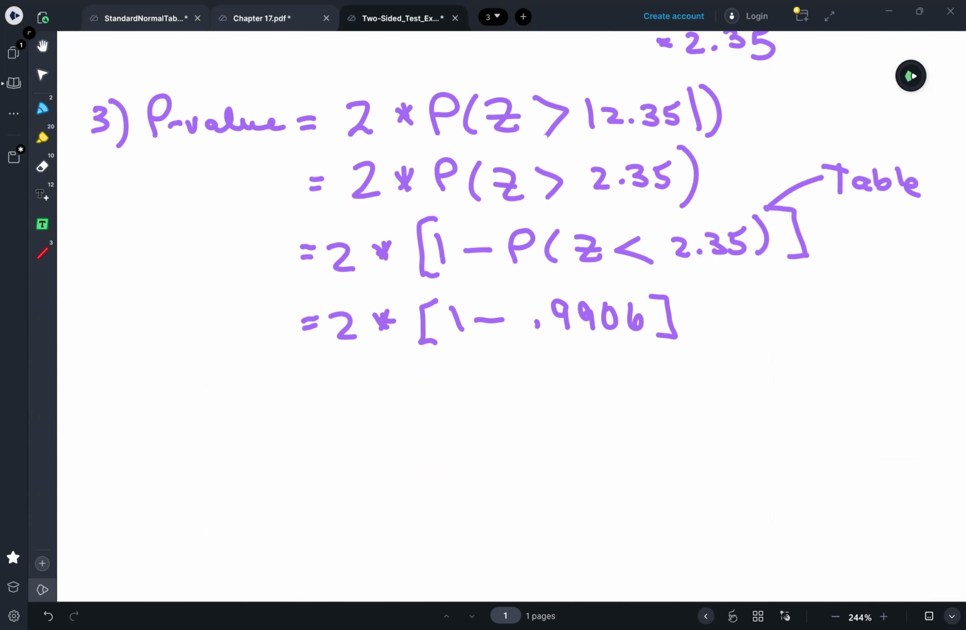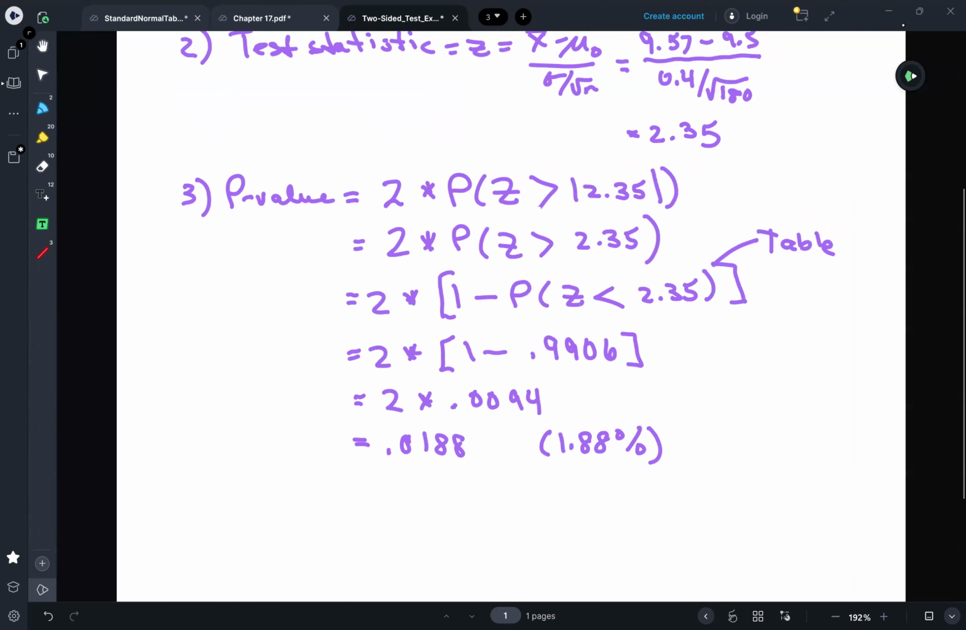That's going to be 2 times 1, subtract 0.9906, which is 0.0094, and multiply that by 2 is 0.0188, or 1.88%. We multiply it by 100. So it takes a few more steps because it's two-sided, right? We're looking at greater than or less than.